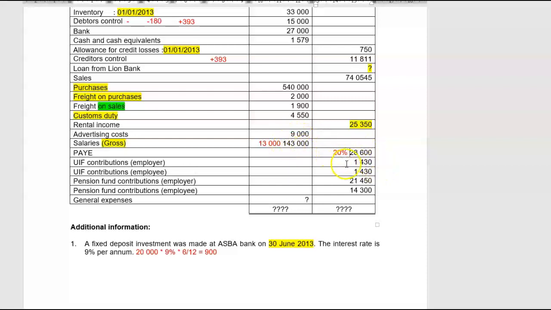1,430 divided by 143,000, you can see it with your eye, equals 1%. And that's the employer contributions to the UIF. The employee's contributions is exactly the same. Also 1,430 divided by 143,000, and that is also 1%.